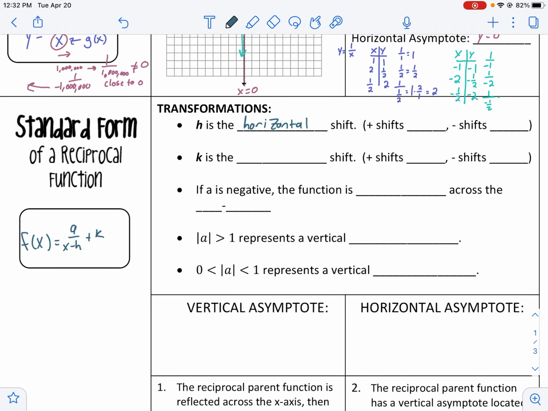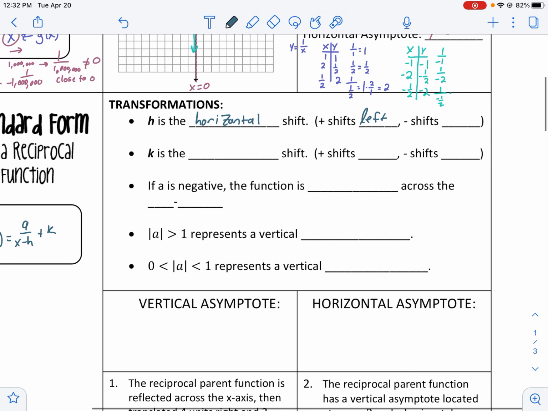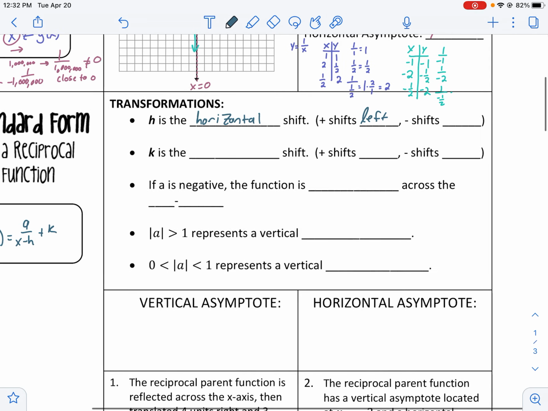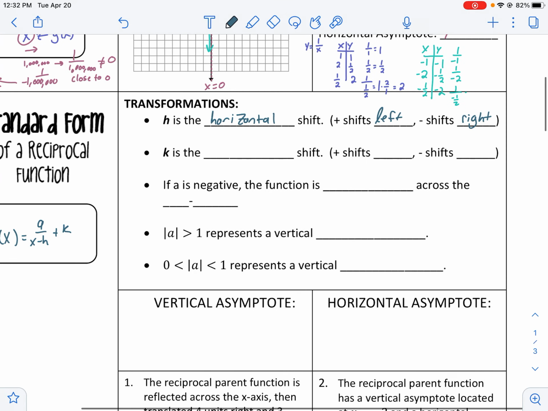If it shows up as plus in the equation, that's a shift to the left. If it shows up as minus in the equation, that would be a shift to the right. If k is the vertical shift, if it shows up as plus in the equation, we would shift it up. If it shows up as minus in the equation, we would shift it down.